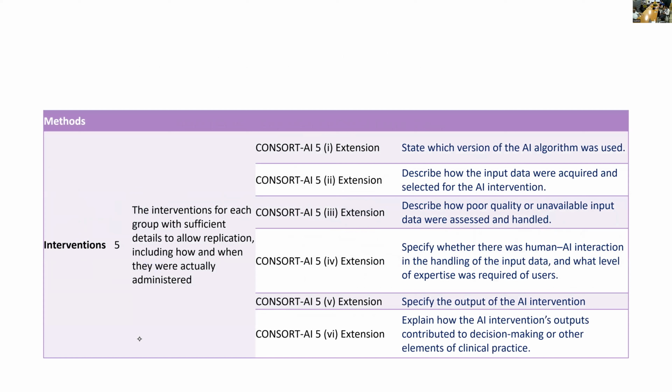So the next part of the CONSORT-AI checklist asks which version of the AI algorithm was used, how the input data was acquired, which we already looked at, what they did with poor quality data, whether there was any human-AI interaction analysis, what the output was, we looked at if we give output as high or low probability of coronary artery disease, and how this output contributed to decision making in trials.